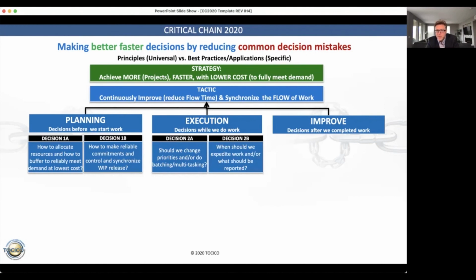And then the second type of decision we're making in execution is a decision while we're doing the work. We might notice that there's some problem, there's some delay. When should we expedite, and what should we be reporting? That's the second category of decision in execution.